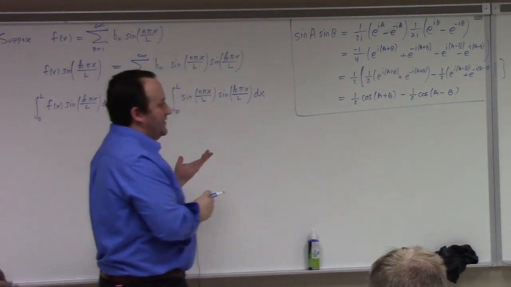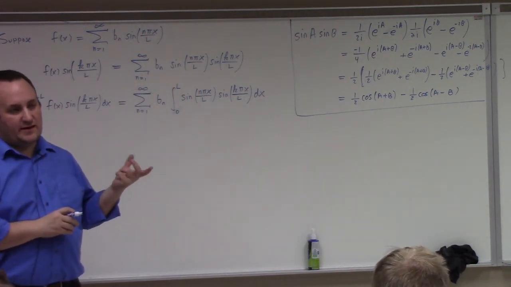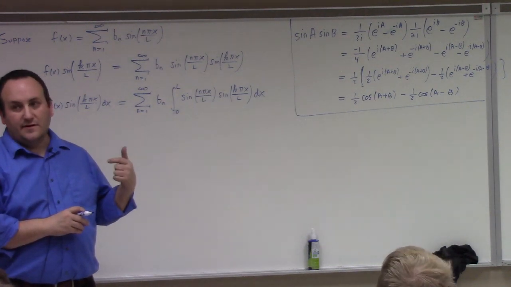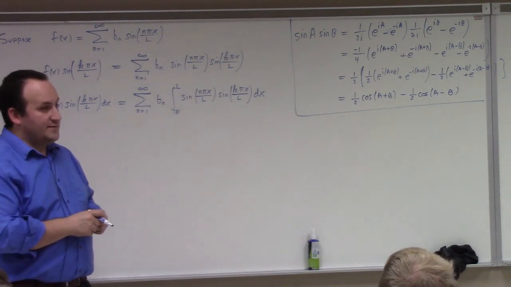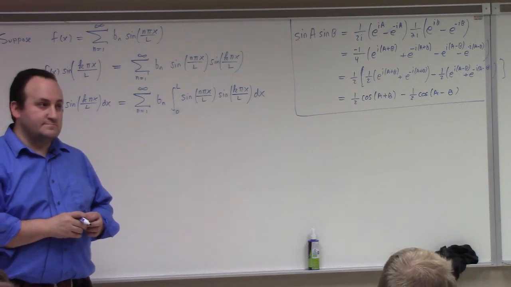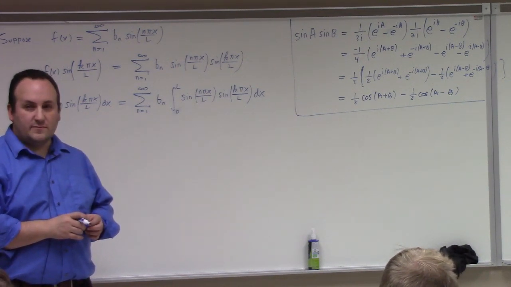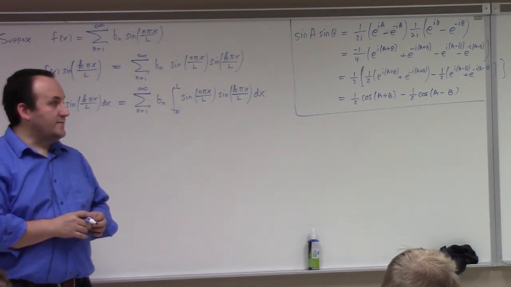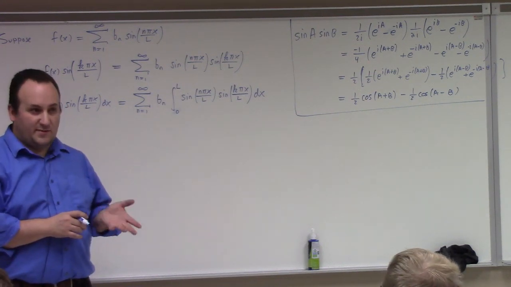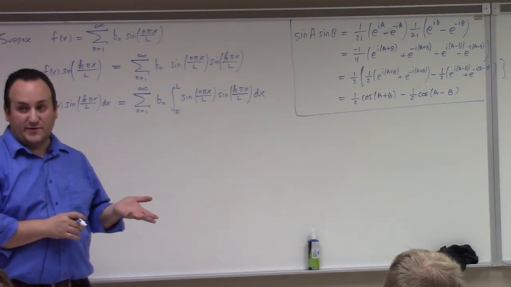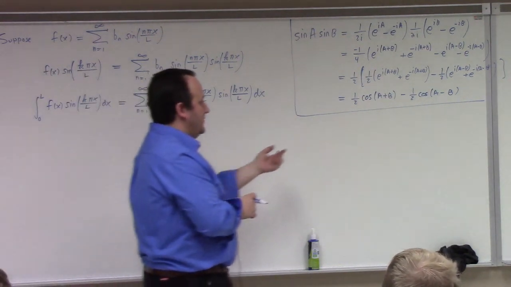We can try it, make sure it works. What happens if we plug in a equals pi over 2 and b equals pi over 2? What should that give us? What's sine of pi over 2? 1, right? So if we plug in pi over 2 and pi over 2, we ought to get back 1, because 1 times 1 is 1. Does that happen? What happens here?